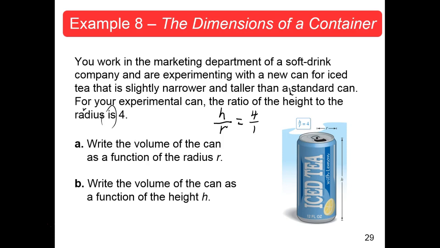Okay. So as soon as you see a sentence like this, translate it to a math sentence. The ratio, meaning division, of height to radius, height divided by radius, is equal to either 4 or 4 over 1. Either one is fine. All right. We got that then. Now, write the volume of the can as a function of the radius r.